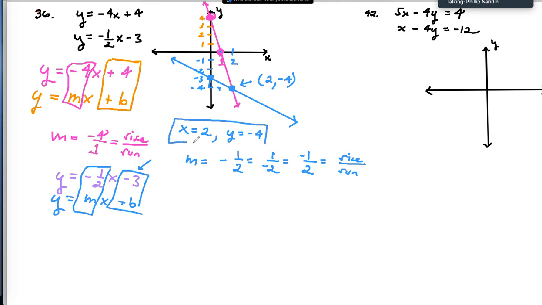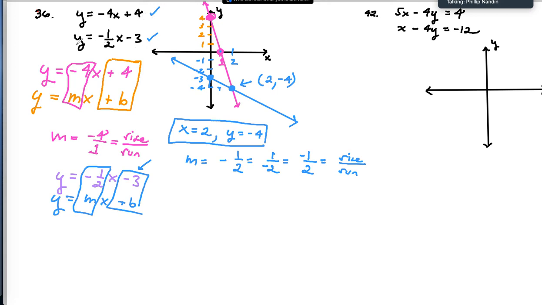That is the solution to this system, and you can check by making sure that it makes both equations true. Negative 4 should equal negative 4 times 2 plus 4. When y is negative 4, instead of writing y here, I write negative 4, and it should equal negative 4 times, instead of writing x, I write 2. Negative 4 times 2 is negative 8. Negative 8 plus 4 is negative 4, and negative 4 equals negative 4. So this solution works for the top equation.